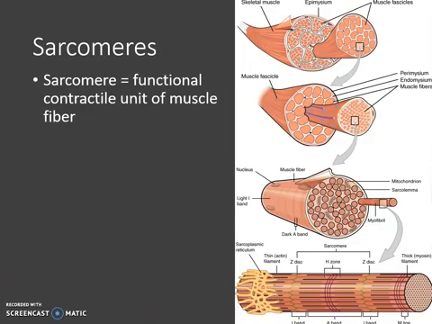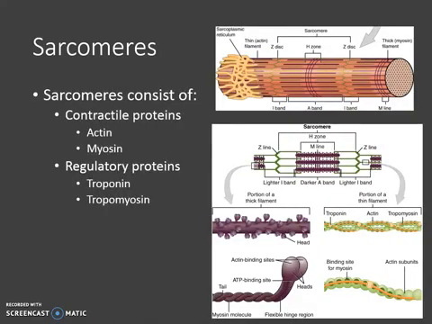So let's take a closer look at the anatomy of a sarcomere. Once again, we're zooming in on our picture here. If we were to take the myofilaments out of the myofibril and look at it pulled out here, we can see the different components of the sarcomere. Once again, we've got the green lines here, which are the actin contractile proteins, and the purple ones here are the myosin.